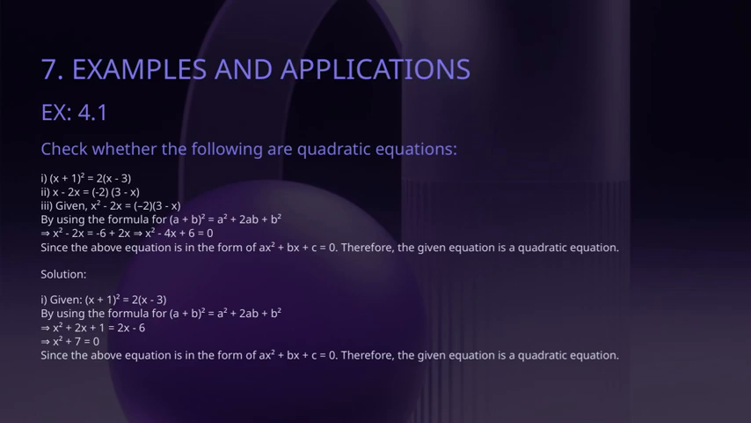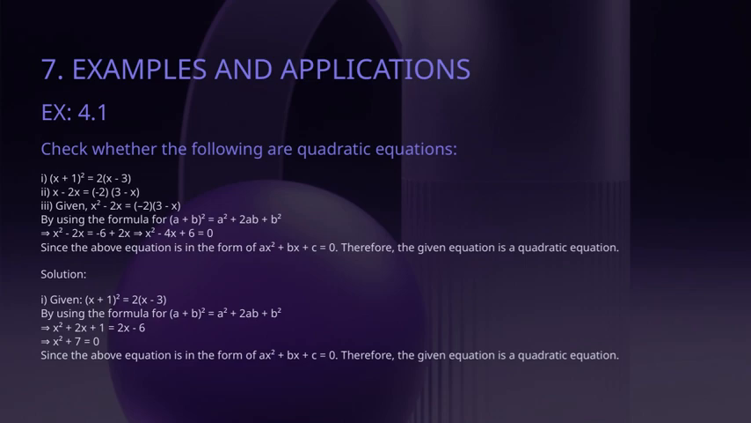Subtracting 2x from both sides, we're left with x squared plus 1 equals minus 6. Adding 6 to both sides gives us x squared plus 7 equals 0. Now, notice that this is in the standard quadratic form, ax squared plus bx plus c equals 0. So in this case, our given equation is indeed a quadratic equation.